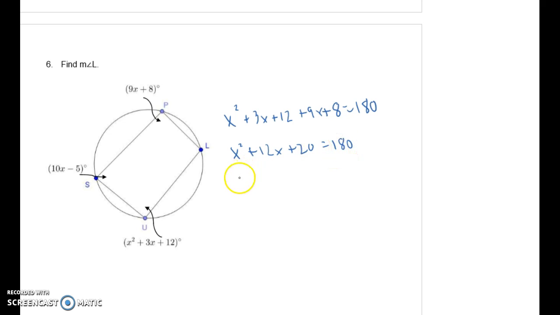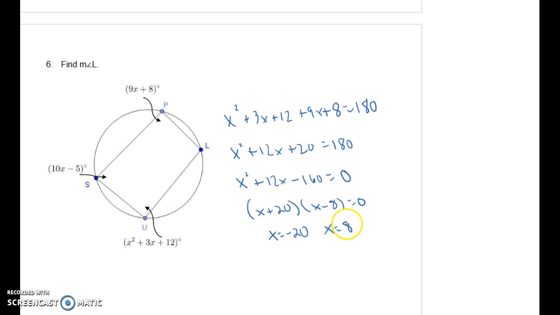And then I can bring the 180 over: x squared plus 12x minus 160 equals 0. So that would become x plus 20 and x minus 8 equals 0. So x could be negative 20, although unlikely, or x could be 8. Negative 20 is not going to work, so I plug that into basically anywhere. It's just not going to work. And I can plug 8 in, and it will.